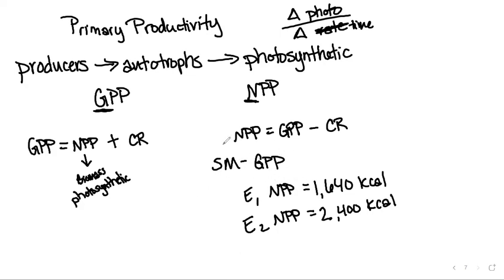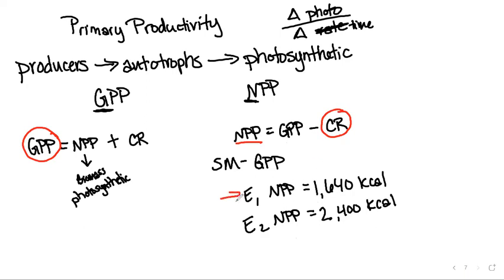So if they start with the same gross primary productivity, okay? They start here, same amount. This right here is gonna be varying, okay? So we look here, net primary productivity is different. Gross primary productivity is the same. So the only thing that could be different is the rate of cellular respiration, okay? So which ecosystem is doing more cellular respiration? Ecosystem one or ecosystem two? More cellular respiration is ecosystem one.